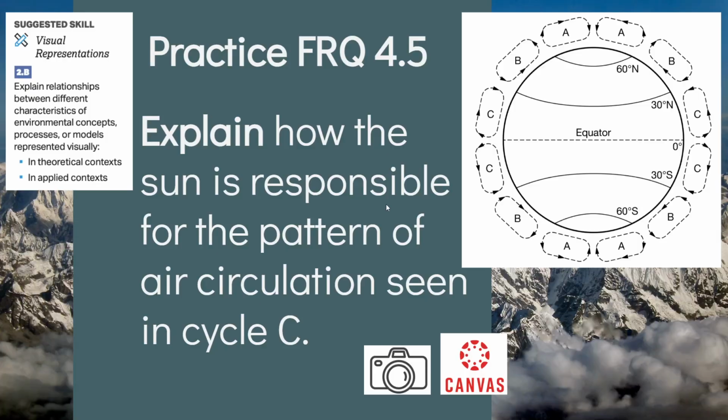Our suggested science skill for practice today is explaining relationships between characteristics of environmental concepts or models that are represented visually. I want you to see if you can explain how the sun is responsible for the pattern of air circulation that we see in cycle C on the diagram. When you have completed your notes, please take photos of them and upload them into Canvas at 4.5 Global Wind Patterns.